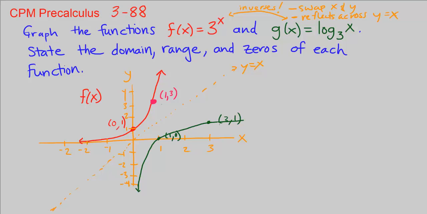Again, that's 3, 1. So here are the sketches of each graph. So now let's go ahead and state the domain, range, and zeros of each.